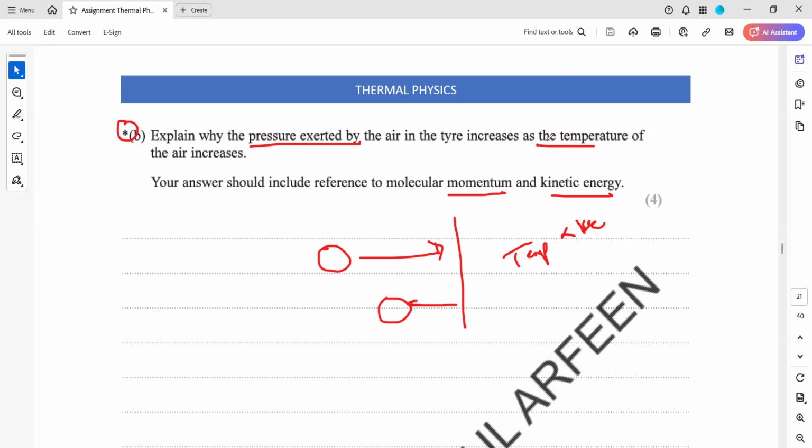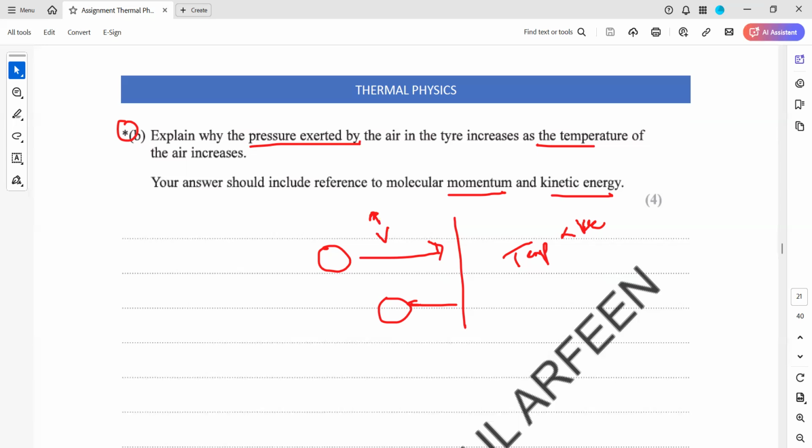As the temperature increases, the average kinetic energy of a molecule will also increase. As the mean kinetic energy increases, the speed of the molecule increases. As the speed of a molecule increases, the rate of change in momentum as the molecules collide will also increase. And if the rate of change of momentum increases, it means the force will also increase, and as the force increases, the pressure will also increase.